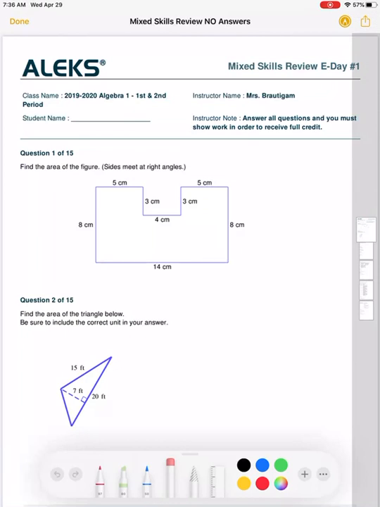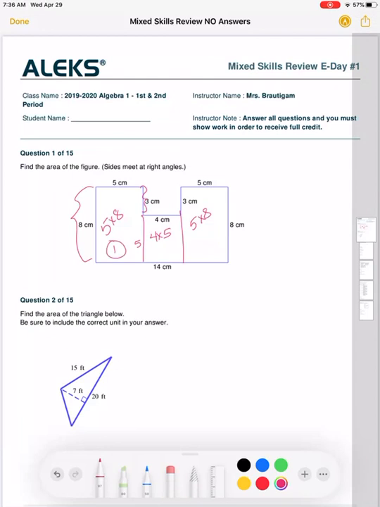Okay, so the first one says find the area of the figure, which looks a little bit complicated, but not really, because what you want to do is draw that line down and draw that line down. And so now you have 3 rectangles. This rectangle is 5 by 8. This rectangle is also 5 by 8. This guy is 4. And if this side is 8 over here and this side is 3, so you have 8 here and 3 here, what's left is 5. So this guy is 4 by 5.